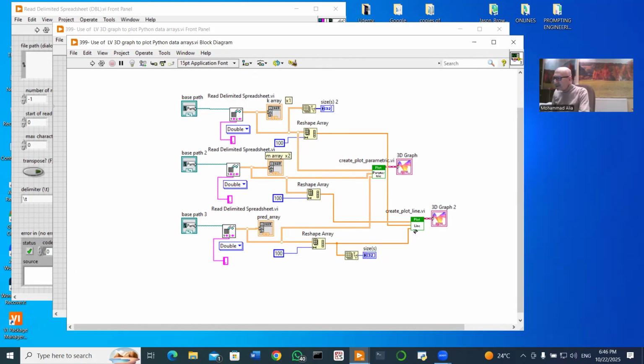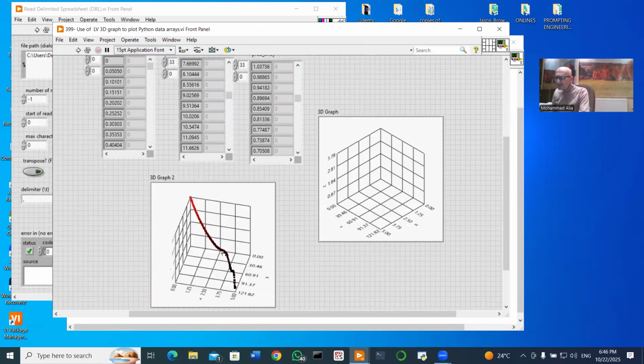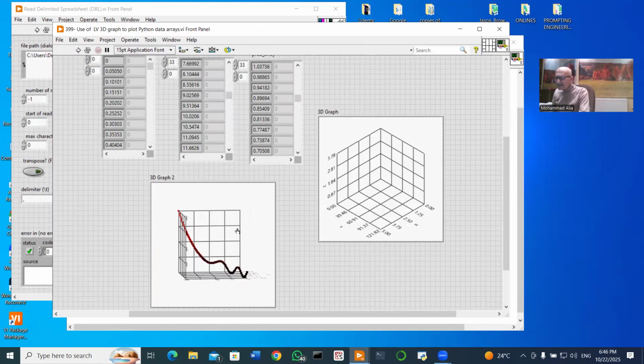Now I have three one-dimensional arrays. They are fed to the Create Plot Line VI, which is shown here. If I run the program, you will see this is exactly the same shape of the regression function which was produced by using Python.